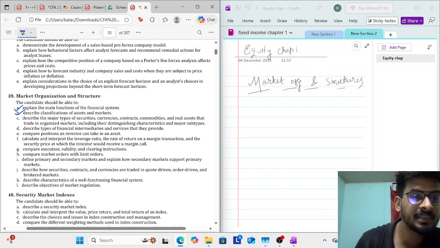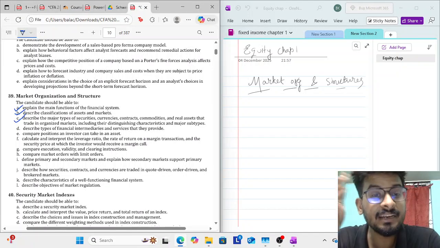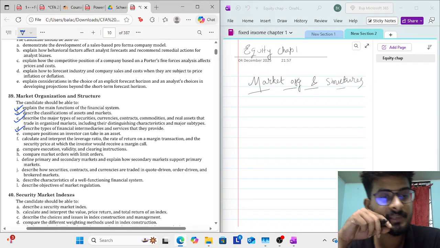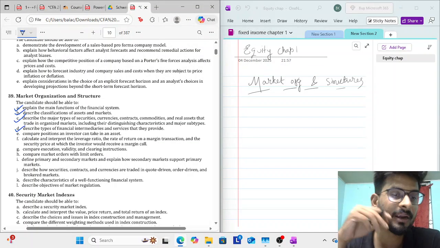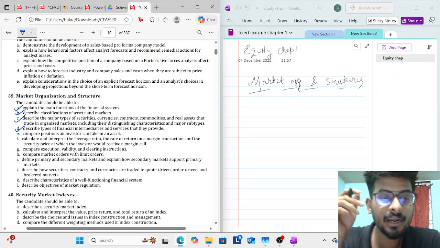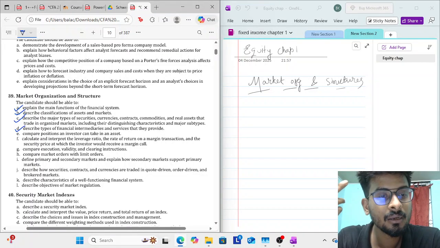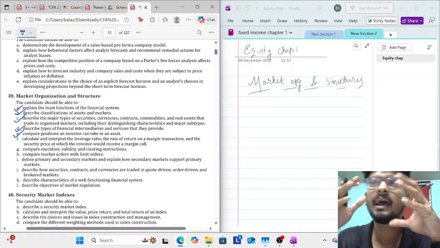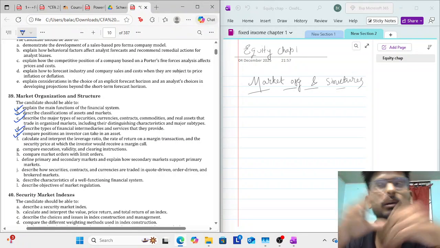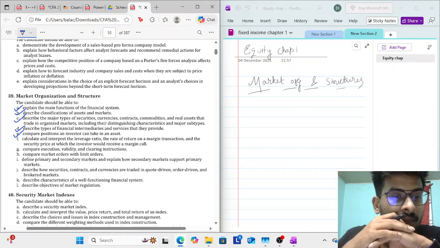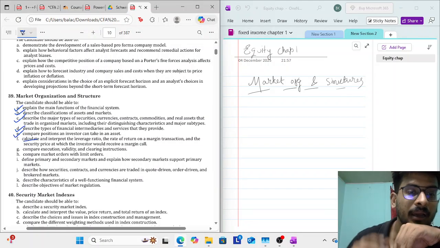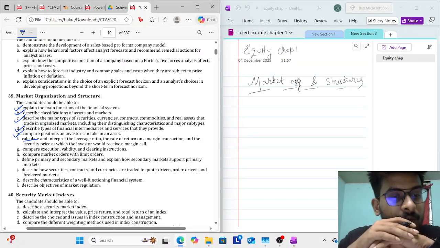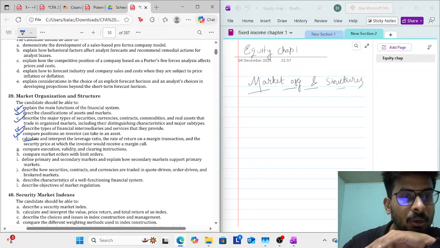Then we describe types of financial intermediaries and the services that they provide. We will also learn to compare positions an investor can take in an asset. An investor can take multiple positions in any security, so we will compare that too. And we will calculate and interpret the leverage ratio, the rate of return on a margin transaction, and the security price at which the investor should receive a margin call.